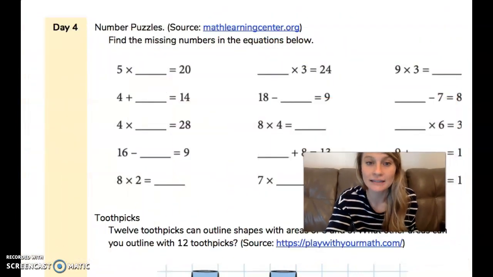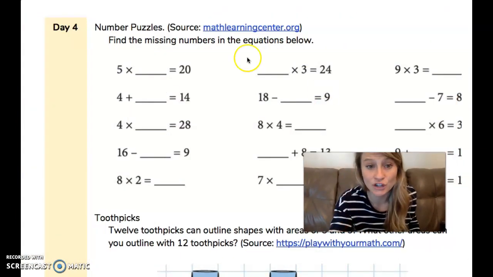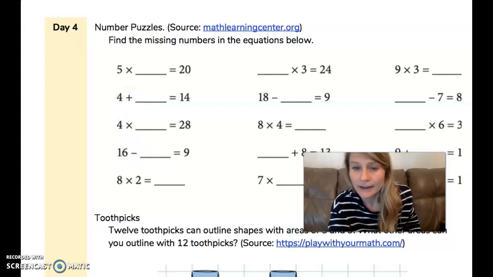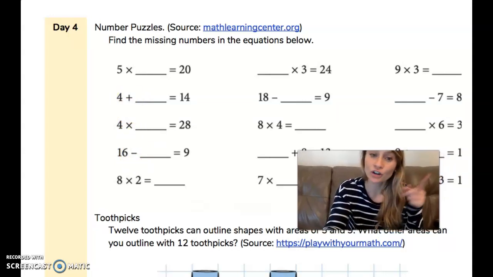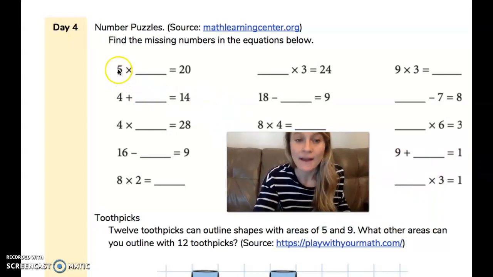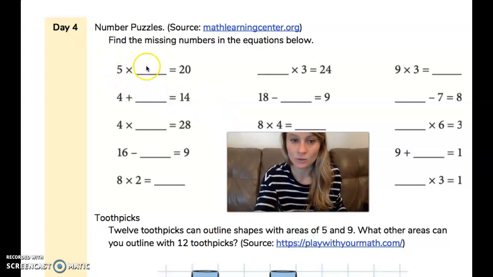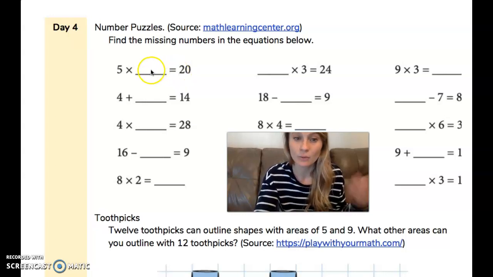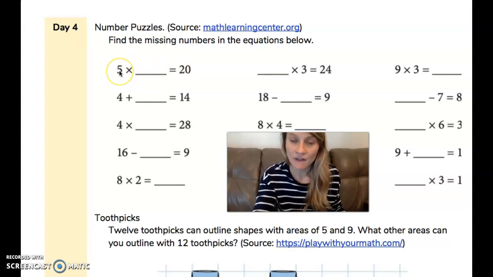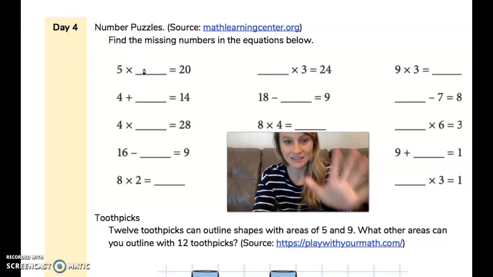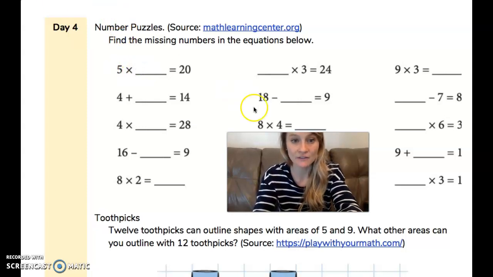So let's take a look at these number puzzles. Pay attention. Some of these have multiplication, some have addition, some have subtraction. I don't see any division here, but you're going to have to use some division to figure out the multiplication. Let's look at this first one. 5 times what equals 20? Or it could be 20 divided by what equals 5? Well, how many 5s get you to 20? 5, 10, 15, 20. The answer is 4. So that can fit right there.